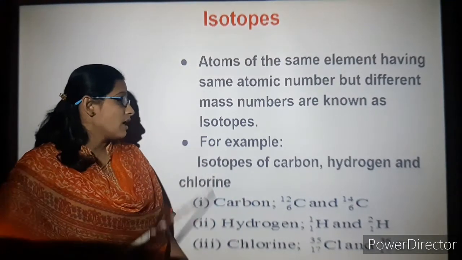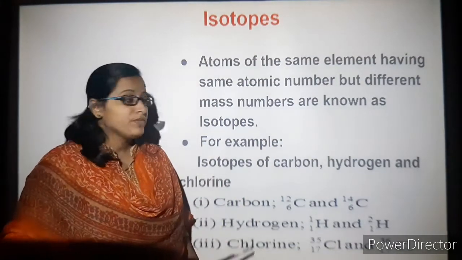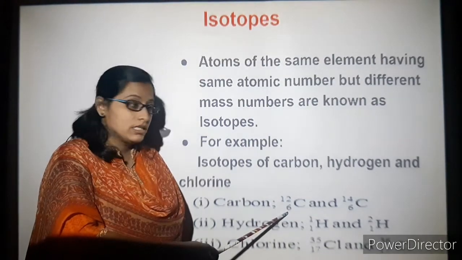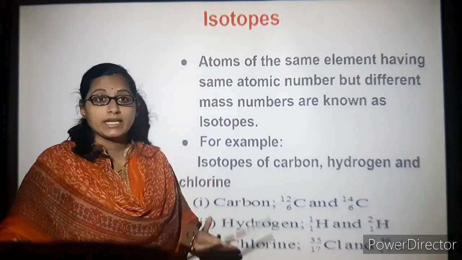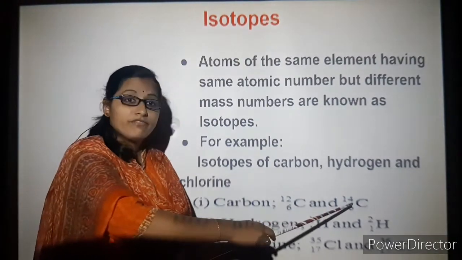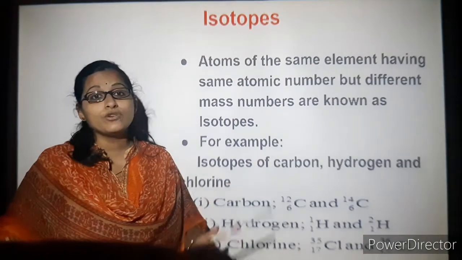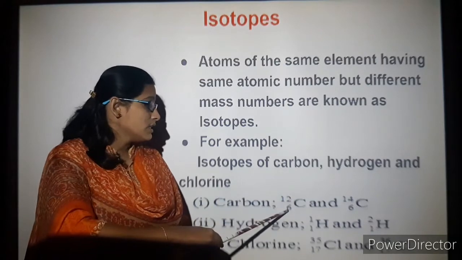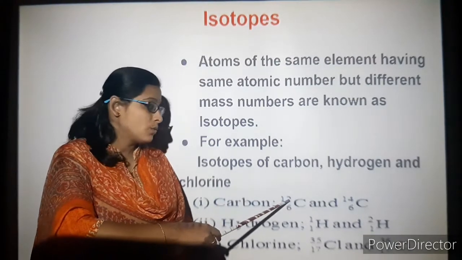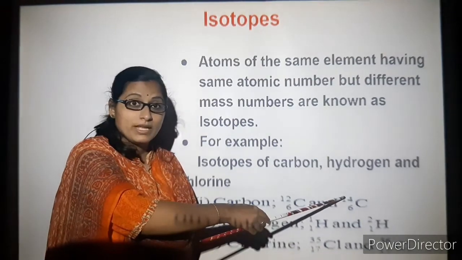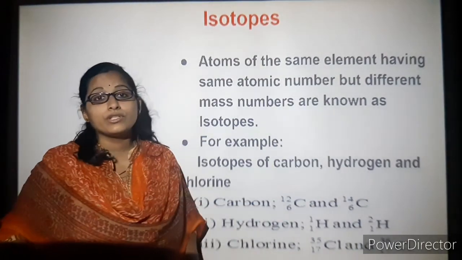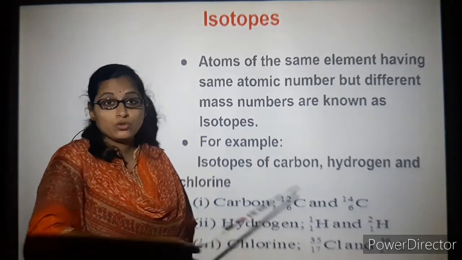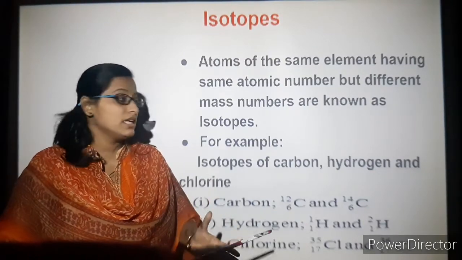So we'll take some examples, like isotopes of carbon. You can see that carbon has the atomic number 6, because the number of protons is 6 for the two different carbons we have taken, but the number of neutrons in the nucleus differs. 6 plus 6 is 12, but here 6 plus 6 is not 12 because you have 2 extra neutrons, that is, add-on neutrons present. So it is called the C12 isotope. Carbon isotopes are C12 and C14.